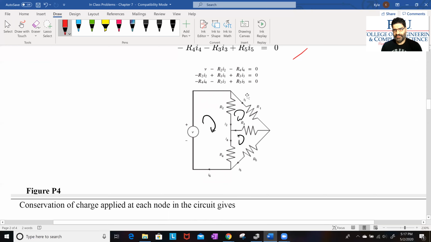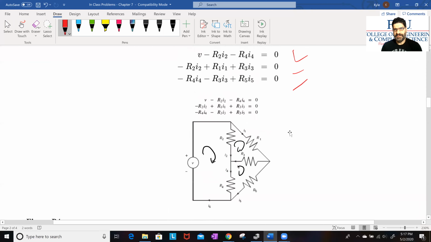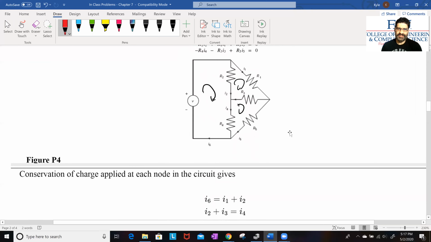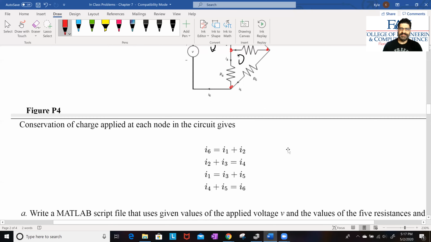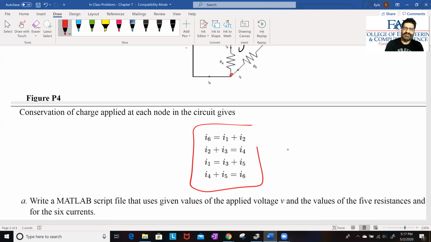But we have 3 equations due to the loops that we did in here, the Kirchhoff voltage law. And now also we have a relationship between the currents. So we know that, for example, I6 is equal to I1 plus I2. Right there, it splits. This is I6 here, and it splits into I1 and I2. And we can do this at each node. So we come up with 4 more equations.